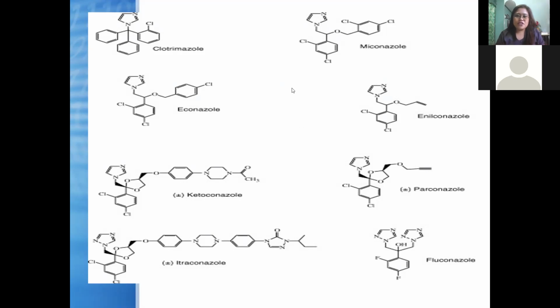If you have tinea infections, you can use either of the following. So you have ketoconazole. So this is a potent one. May 2 rings, then siya additional benzene rings.